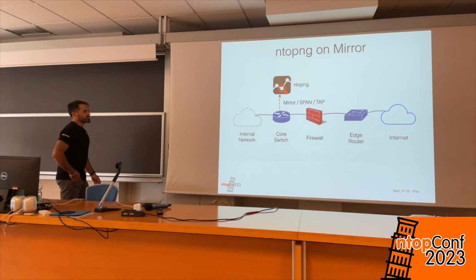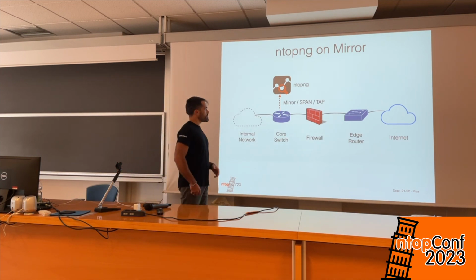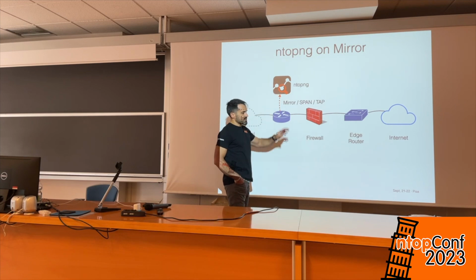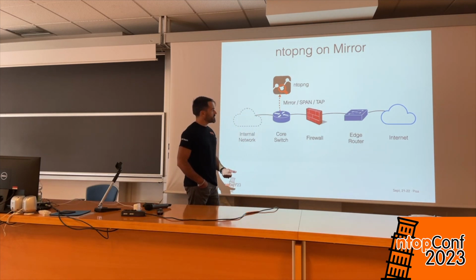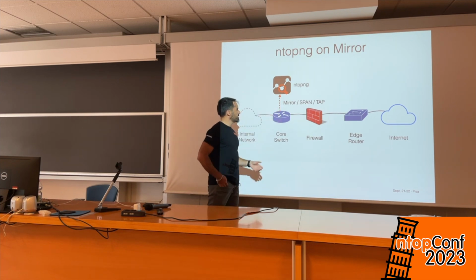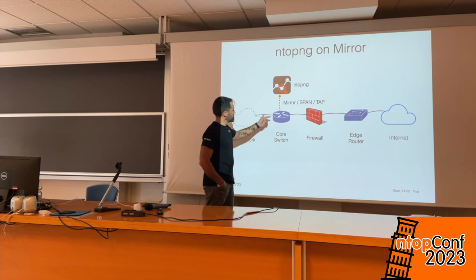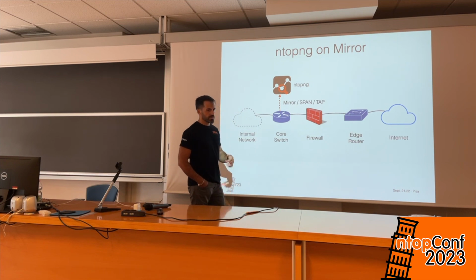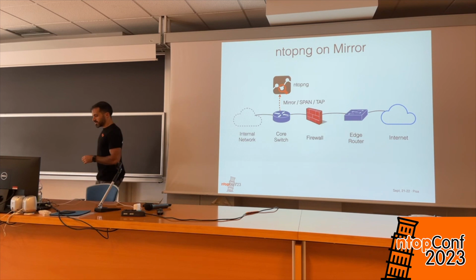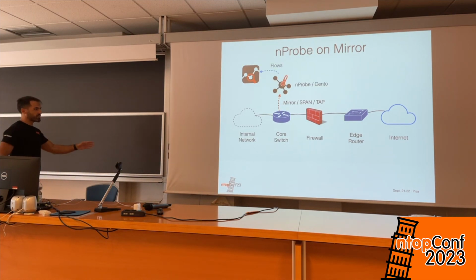So at least we need ntopng, which is our web-based traffic analyzer. ntopng can process traffic, so a copy of the traffic, raw packets, from a mirror port, or a SPAN port, or a TAP. So we usually take a mirror port from the core switch, and we connect it to ntopng, and we start analyzing this data. Or you can use ntopng in combination with a NetFlow exporter. That can be a router or can be nProbe.